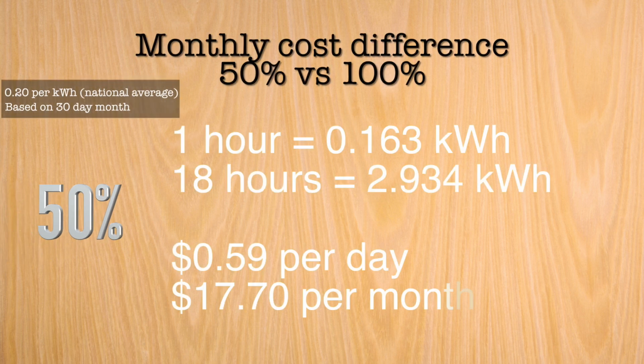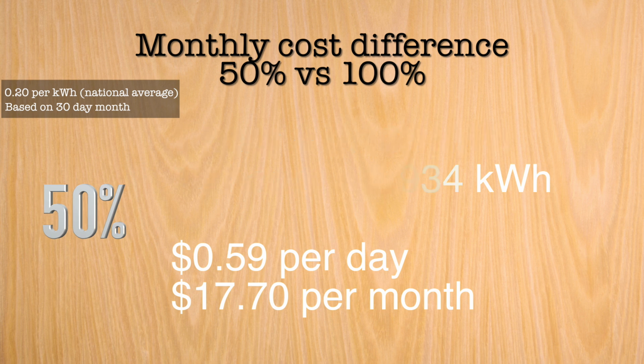The light at 50% for 1 hour, it was 0.163 kilowatt hours. And over an 18-hour day, we're assuming veg here, that's 2.934 kilowatt hours used. Comes to a total of 59 cents per day, or monthly, it's $17.70.